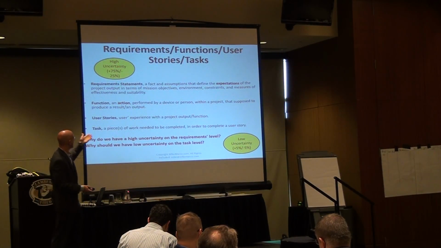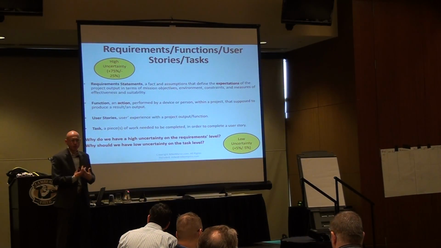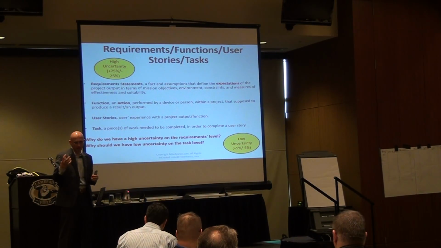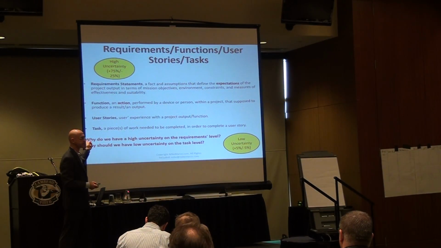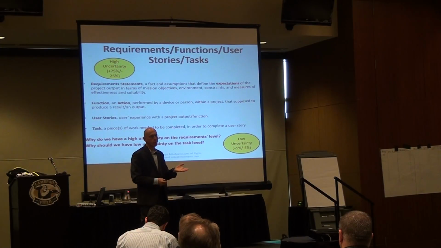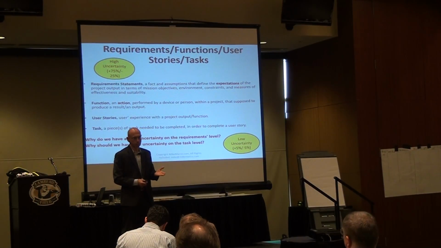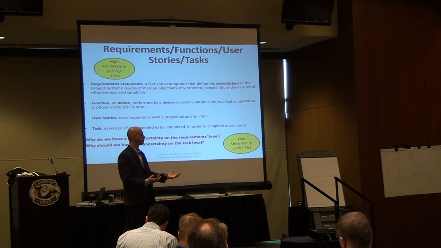So requirements are expectations. What I mean is, I have some need. When you deliver a function to me, that function is supposed to satisfy that requirement. Are you with me? So function is the output of the project that will satisfy the requirement. When I break down that function, I break it down into user stories and tasks. User stories are the end users' experience with the requirements, with the output. And tasks are pretty much the work that we need to put together to get things done.